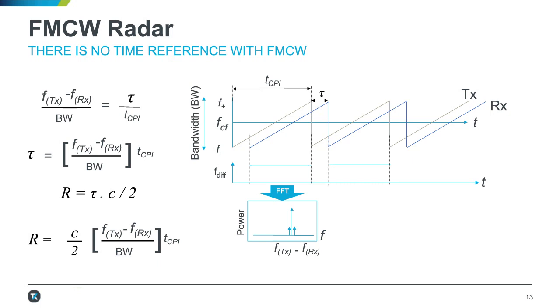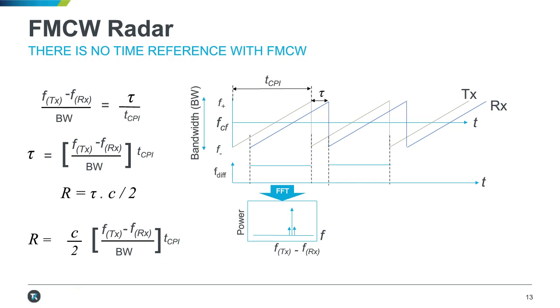But we can do a little bit of mathematics, and if on the upper equation there we have tau over the time of the coherent pulse interval, that is actually from the pulse modulated radar, and that is equivalent to the transmit frequency minus the receive frequency over the bandwidth, i.e. the frequency bandwidth of the chirp. If it's a 600 megahertz chirp, that's the bandwidth. If it's a 4 gigahertz chirp, that's the bandwidth.